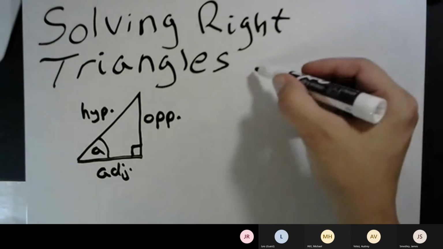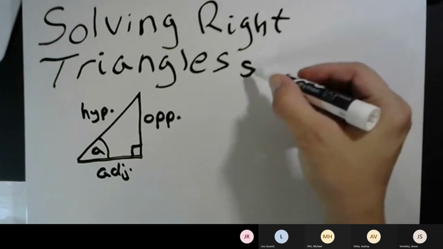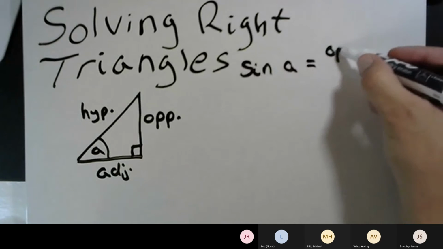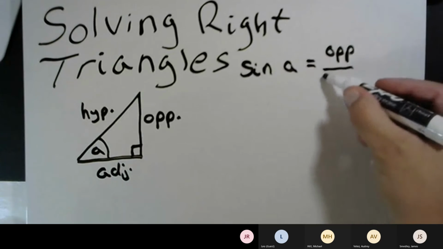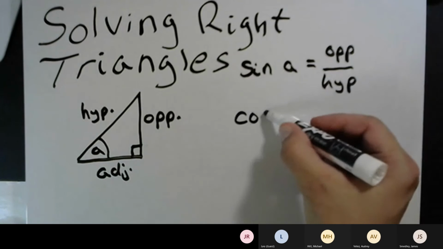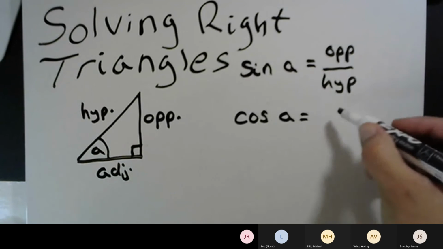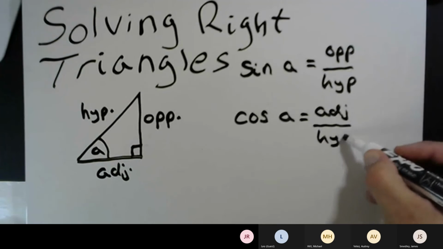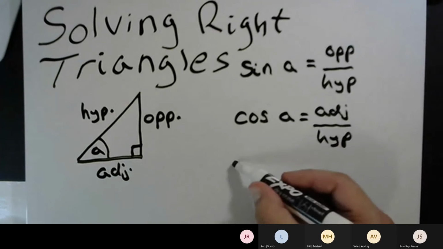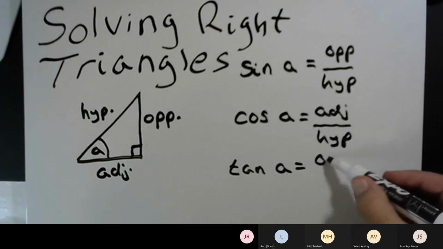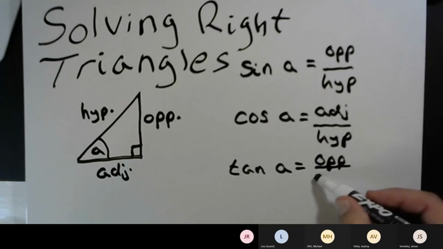And what we saw last time was this. The sine of our angle is the opposite over the hypotenuse. The cosine of our angle is the adjacent over the hypotenuse. The tangent is the opposite over the adjacent.